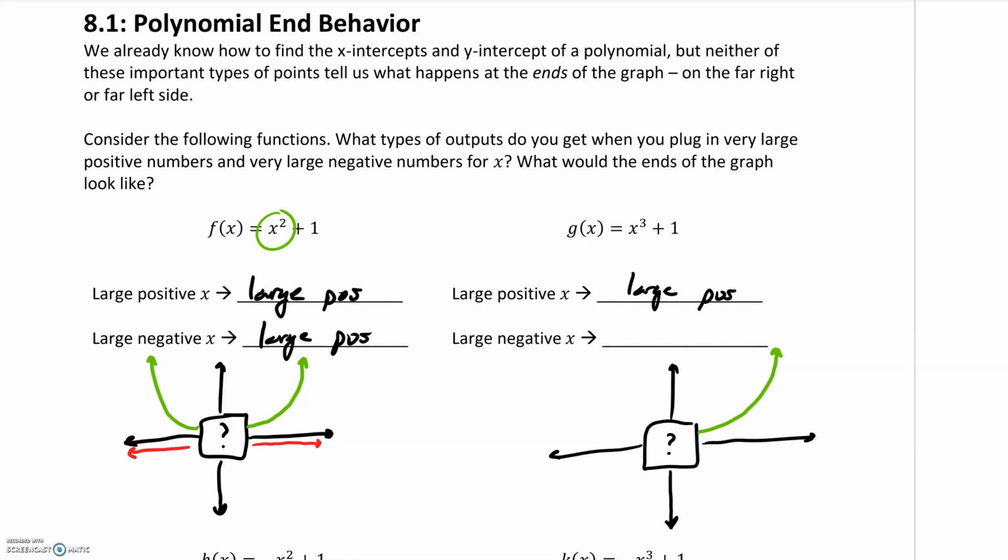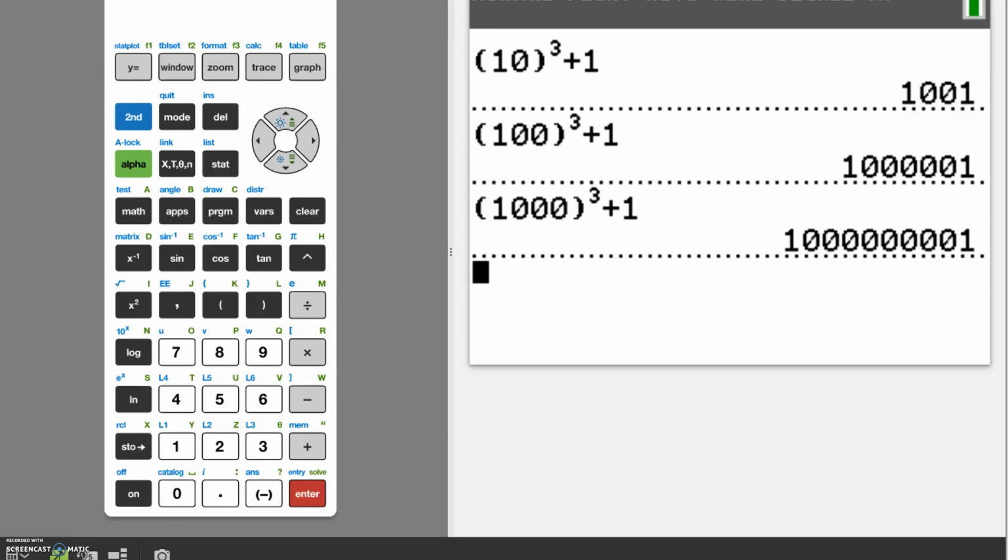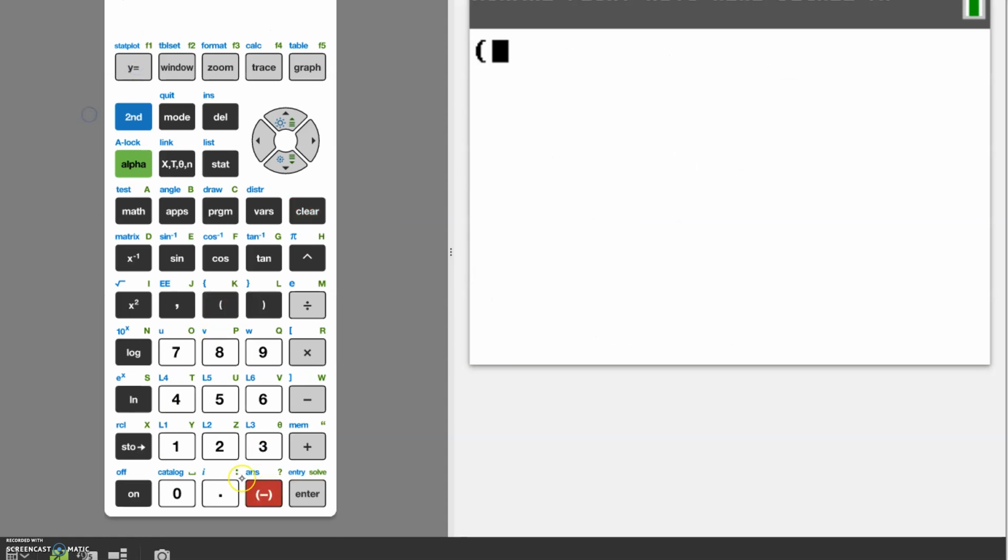What happens if I put in a large negative value? So let's go back to our calculators. I'm going to put in first negative 10, then cube it, and add 1.